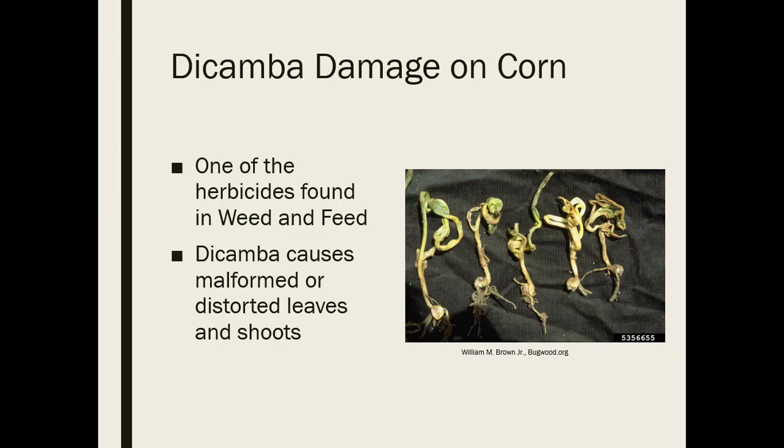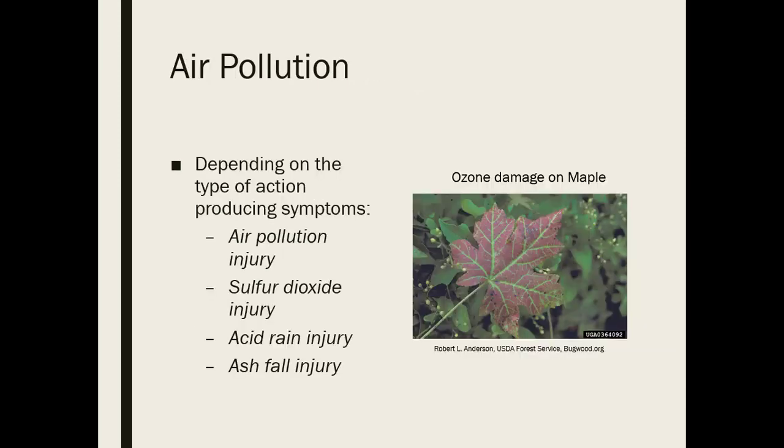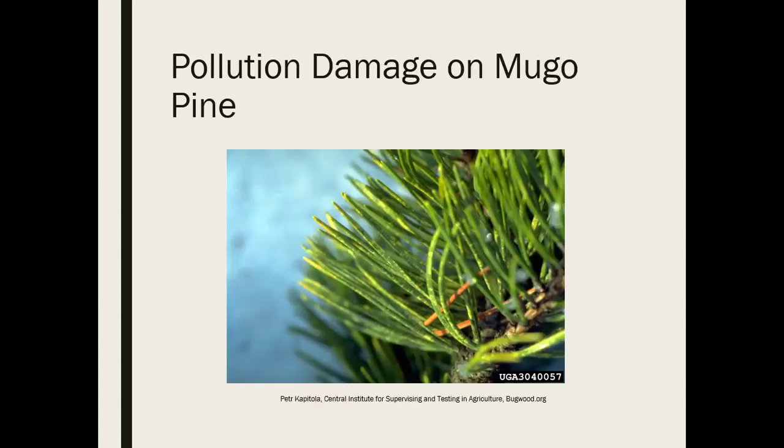Dicamba is another thing you might find in weed and feed, and this causes distorted leaves and shoots. This is actually corn. So depending on the type of action producing symptoms, you may have air pollution injury, sulfur dioxide injury, acid injury, ashfall injury. These are all air pollution. Here we have pollution damage on a mugo pine.